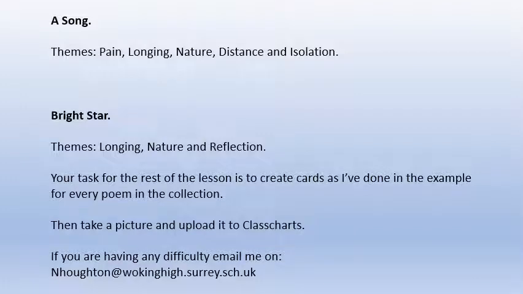So A Song, the poem on that grid, it shows us that it addresses pain, longing, nature, distance and isolation. Bright Star covers longing, nature and reflection. So your task for the rest of the lesson is to create cards as I've done in the example for every poem in the collection. So you're going to have 15 cards with the name of the poem on the front, and on the back all the themes that it covers according to that slide.